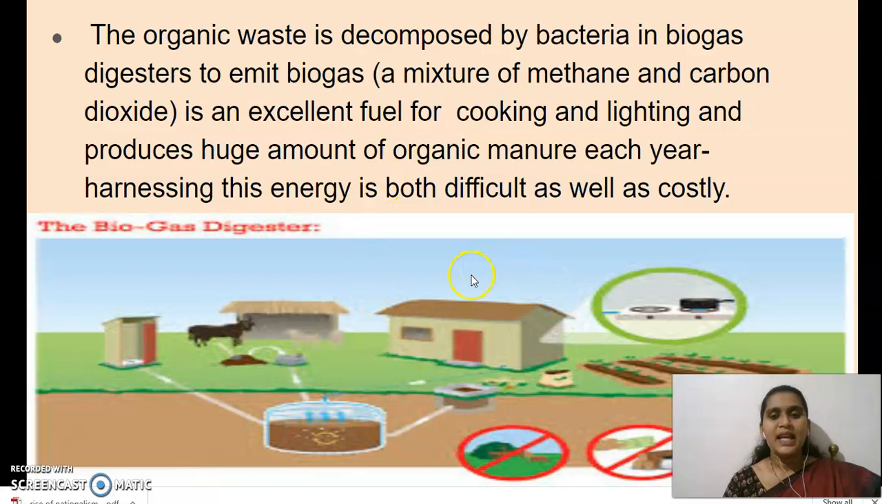Hope you understood about this biogas. They decompose this organic waste, the animal waste or the plant waste, by using bacteria in the biogas digesters, and then they get the gas. And what is the mixture? It is methane and carbon dioxide.